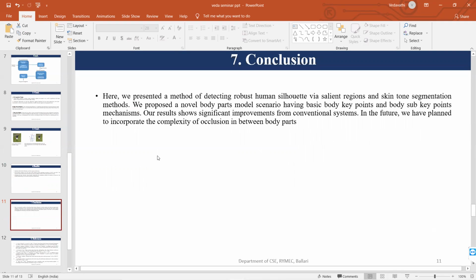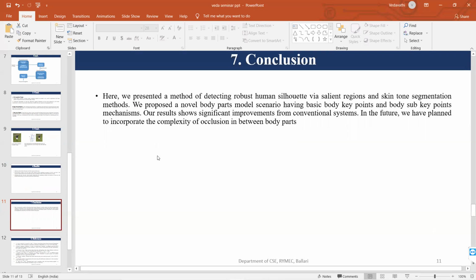And here we represent the method of detecting robust humans via salient features and skin tone segmentation method. We proposed a novel body parts model scenario having basic body key points and body sub key points mechanism. Our results will show significant improvements over conventional systems. Further, we have planned to incorporate the complex areas.